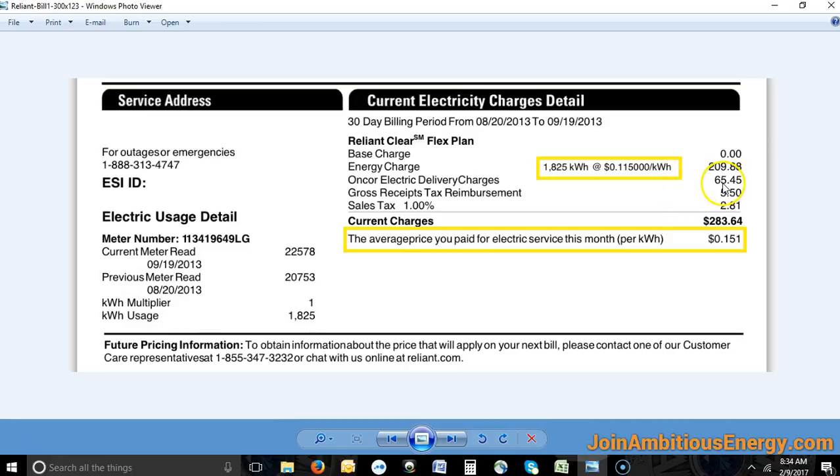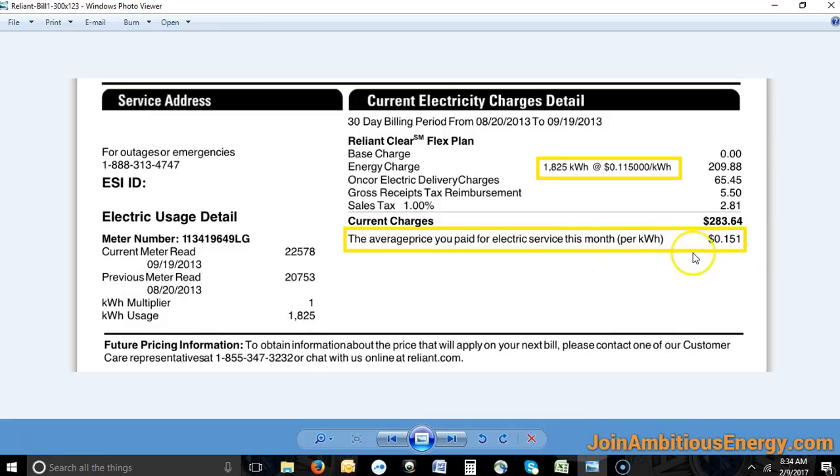So no matter what, you always look at the average rate. And on this bill, it's down here. Your bill should have a sentence that is similar to this. The average price you paid for electric service this month per kilowatt hour is, and this was $0.151, or of course 15.1 cents. Now that is the true average rate, factoring in the delivery charges and also calculated on how many kilowatt hours they've used.